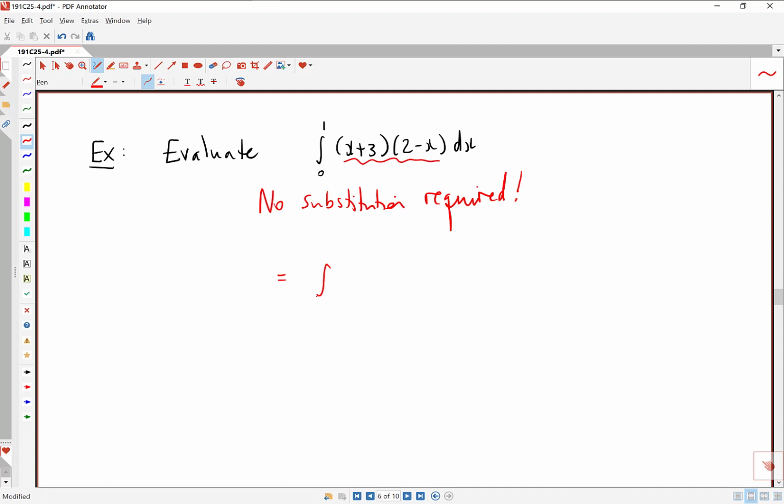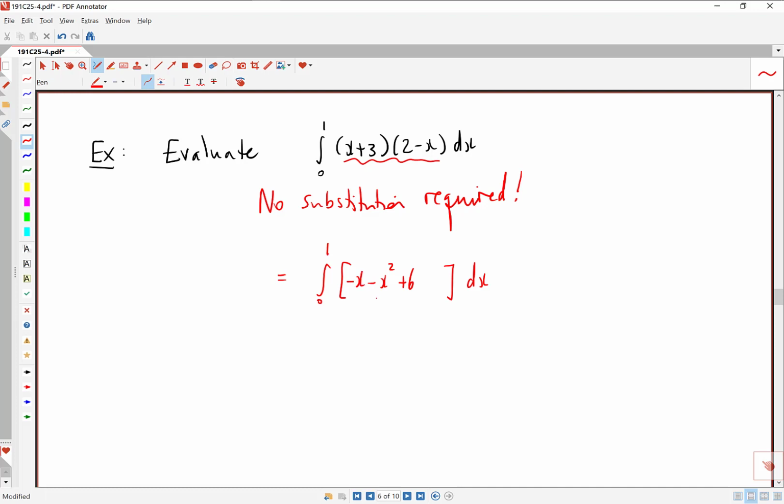So we'll just rewrite our integral. We're still going to be integrating from 0 to 1. We're still going to have our dx on here, but let's just FOIL everything out. So we'd have 2x minus x squared plus 6 minus 3x. And if you just do a little bit of simplifying here, the 2x minus 3x would just become a minus x. So I think I'll simplify right in this step just to avoid doing too much writing.